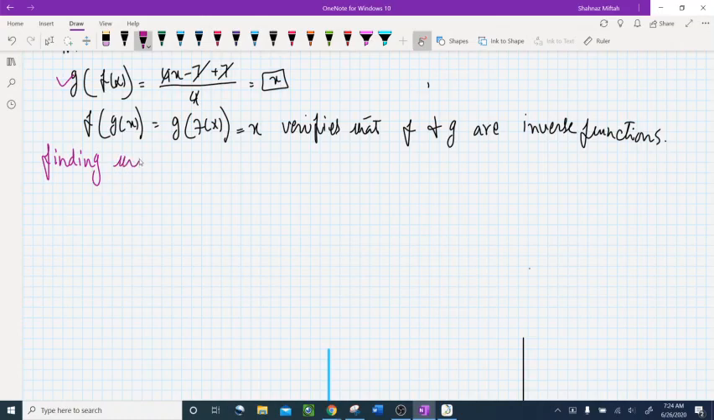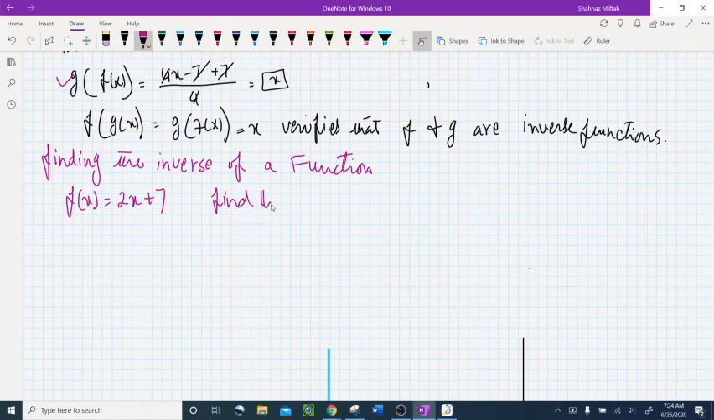Finding the inverse function, the inverse of a function. Now let's try. They said f of x is equal to x plus 7, and they said find the inverse of this function. Find the inverse.